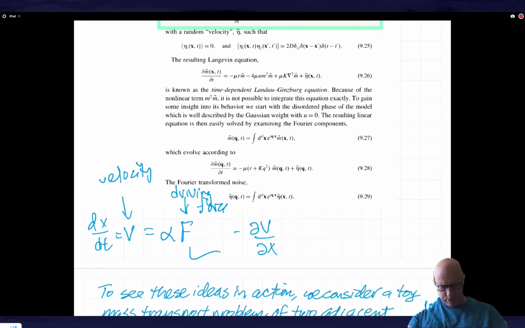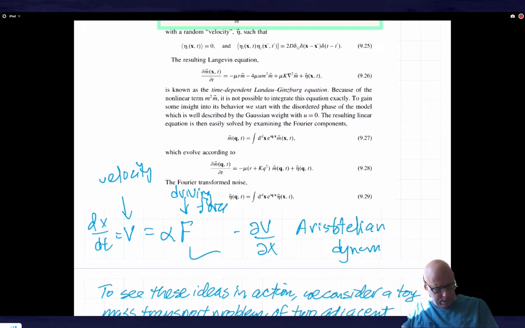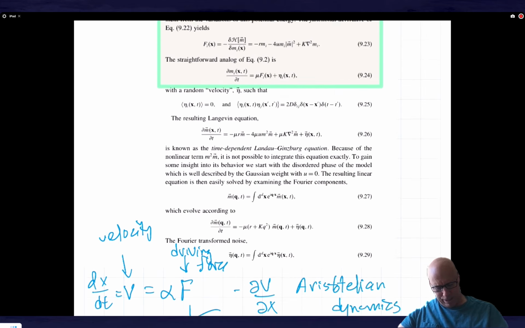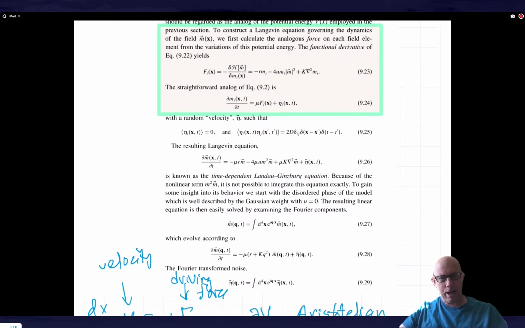The reason I call this Aristotelian dynamics is, if I think about the dynamics of Aristotle, which is that heavy objects fall faster, that's really what's in play here. There, the driving force, which is the force of gravity, just for example, is larger for the larger object because the force is mg. So the larger m, the larger the force. And so the thing I'm trying to say here is that this general philosophy is really very powerful.